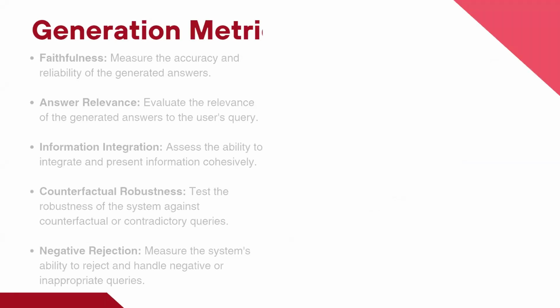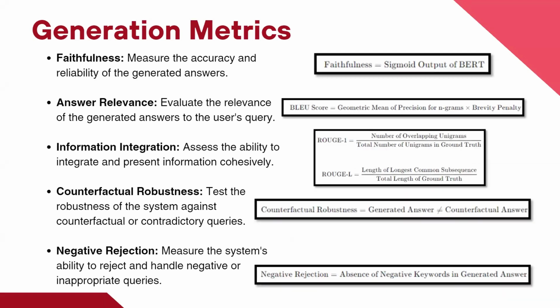Now let's talk about generation metrics. Faithfulness score is a measure of how accurate and reliable the generated answer is. Answer relevance is used to evaluate the relevance of the generated answer to the user's query. Information integration metric is used to assess the ability to integrate and present information cohesively. Counterfactual robustness metric is used to test the robustness of the system against counterfactual or contradictory queries. Negative rejection metric is used to measure the system's ability to reject and handle negative or inappropriate queries.